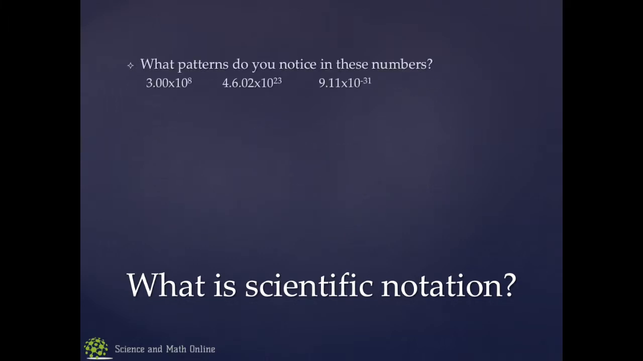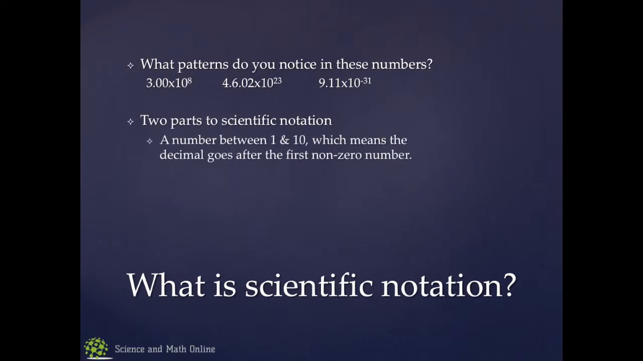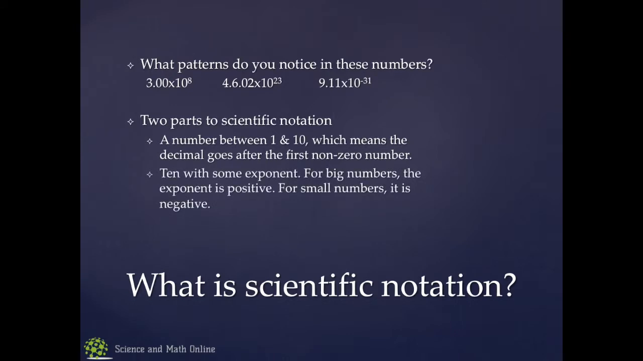So same thing for writing different things. If we look at these, we see a pattern that there's two parts. A number between 1 and 10, that can't be 10, but basically something with a ones digit and a decimal. So we always put the decimal after the first ones digit. And then 10 to some exponent, and that's what moves the decimal. For small numbers like the mass of an electron, the exponent is going to be negative, and for big numbers, it's going to be positive. Like 6.02 times 10 to the 23rd.